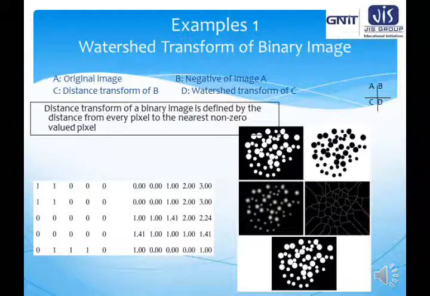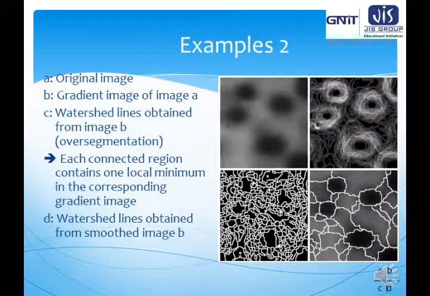Now if we take another example, moving forward to the next, this is example 2. The first one is the original image. The second image is the gradient image of the first image, that means the original image. The third one is the watershed lines obtained from image B, which is known as over-segmentation. Each connected region contains one local minimum in the corresponding gradient image. And the final image, the D image, is the watershed lines obtained from the smoothed image B. So if we smooth image B, then we get the last image, which shows the watershed lines obtained from the smoothed image B. So this is another example of the watershed algorithm. Here we can see the segmentation process can easily be done using the watershed algorithm.